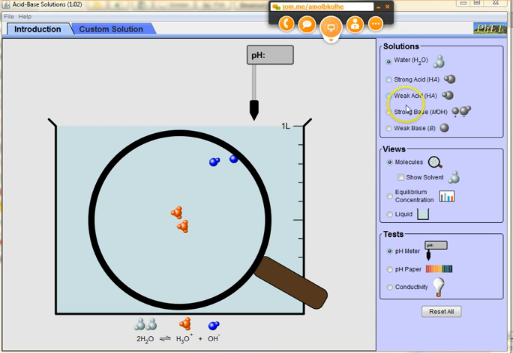You can change the solutions. Right now the water is selected. You can also change it to strong acid, weak acid, strong base, or weak base. You basically change which solution you want from here. Right now it is just water. This is the view of the solutions.